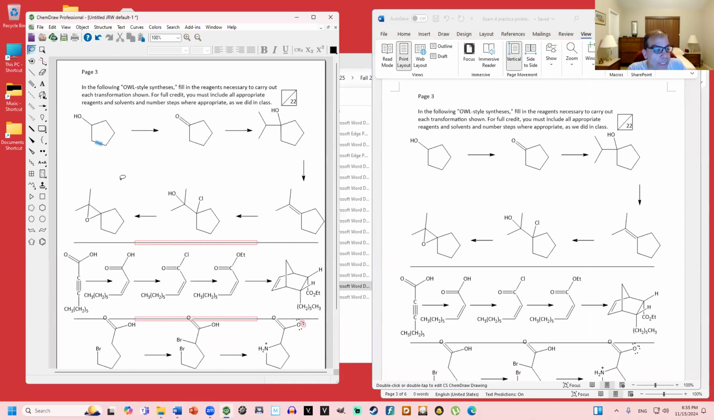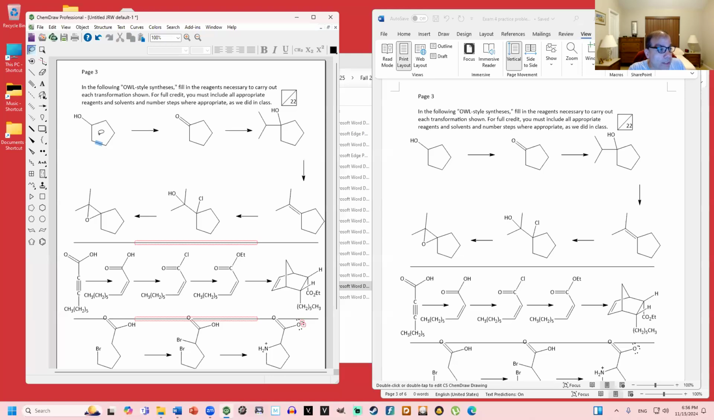On the next page, we used to have OWL instead of active. So this is an active style synthesis in which you need to put in all of the reagents. And so you need to recognize your reactions. Some of these come from organic one.